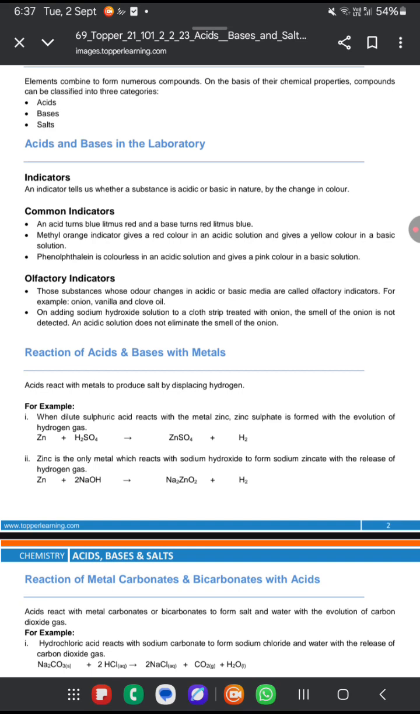Zinc is the only metal which reacts with sodium hydroxide to form sodium zincate with the release of hydrogen gas. Zinc reacts with 2 moles of sodium hydroxide to give sodium zincate, Na2ZnO2, plus H2.